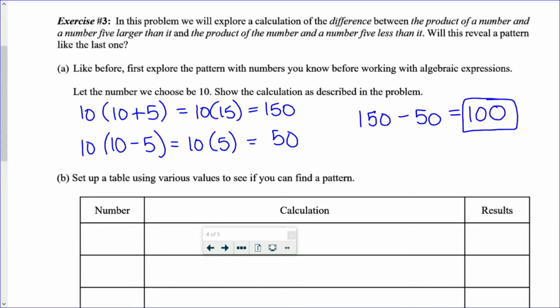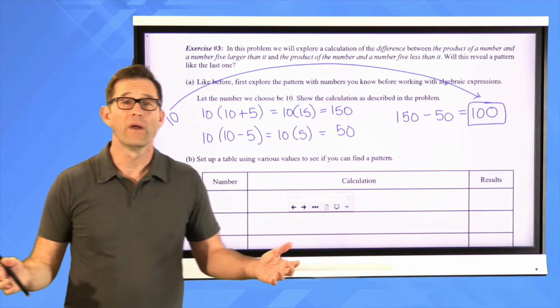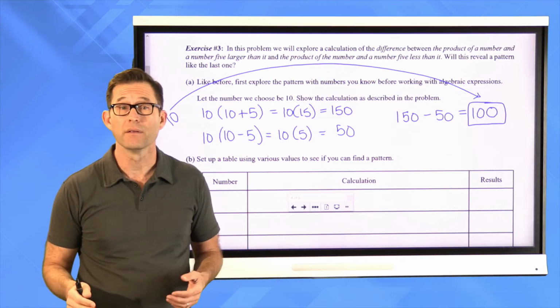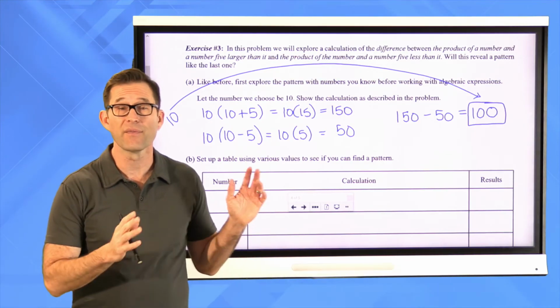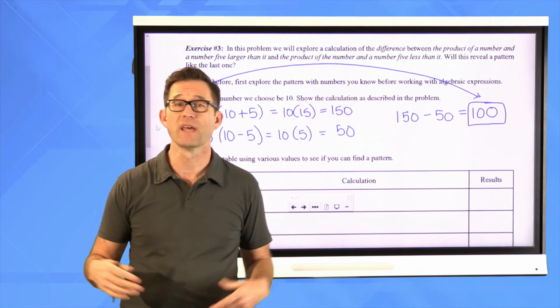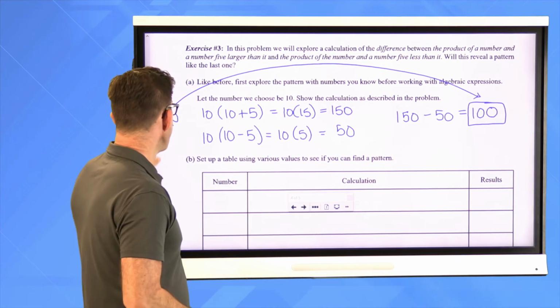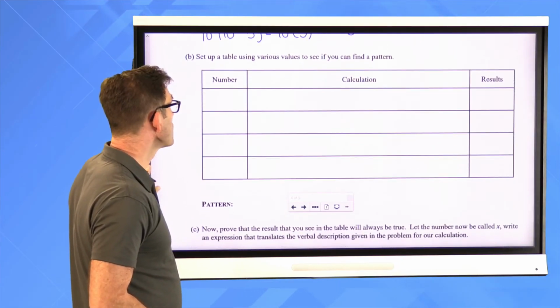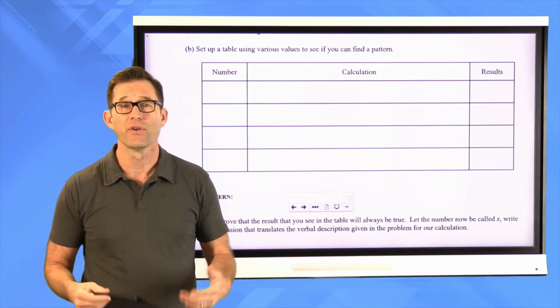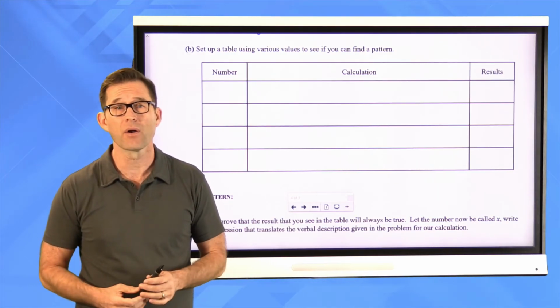Okay, so when I started with the number 10, my pattern gave me 100. But that's only one number, so I'm not sure. Maybe the pattern is I'm squaring it. Maybe every time I'm just going to get this number, and I'm going to square it, and I'm going to get that number. 10 times 10 is 100. Great. But I don't know. So maybe I should work this out and see if I can find out if there's a larger pattern here. Maybe there's no pattern at all.